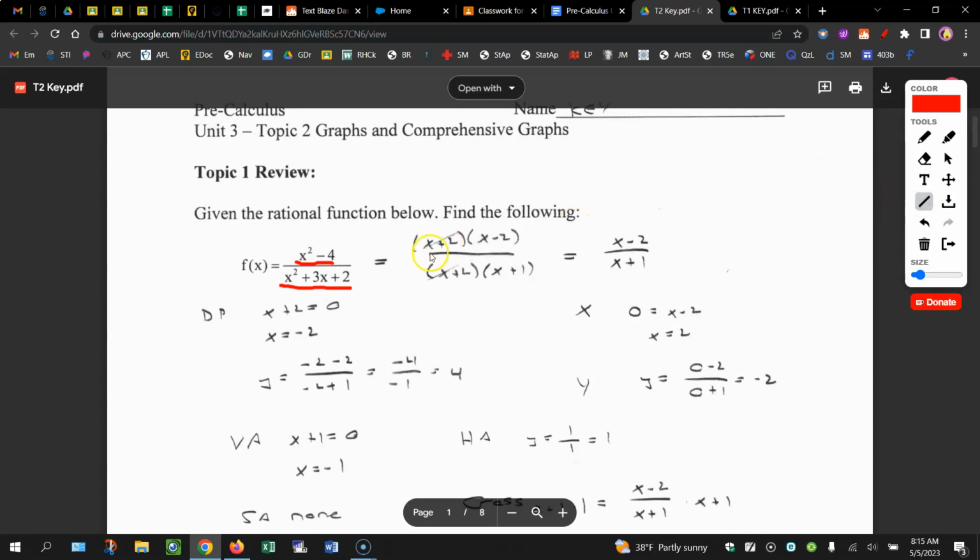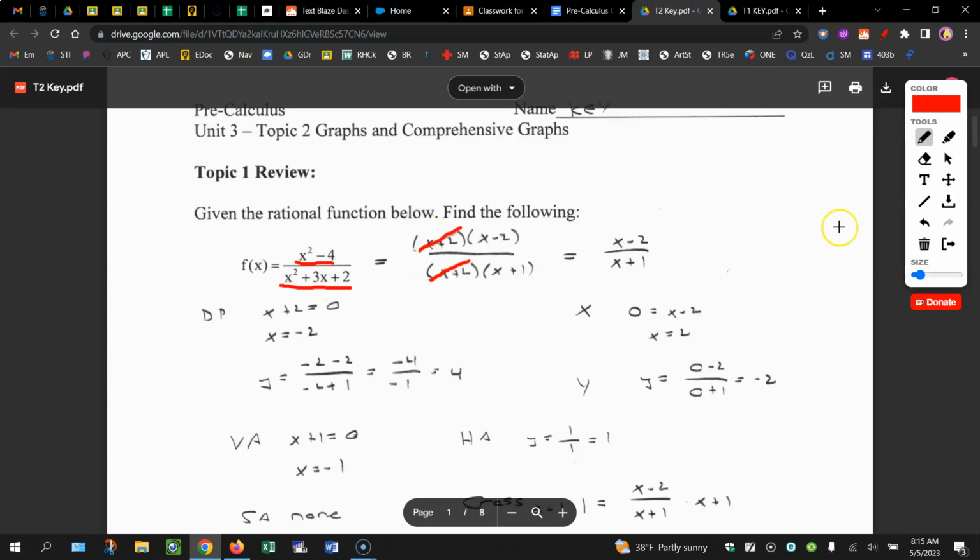So when we factor the numerator, we have x plus 2 times x minus 2, denominator x plus 2 times x minus 1. So a deleted point exists when you have a common factor in the numerator and the denominator. And we just saw this with limits as well. So this tells you, yes, you have a deleted point.